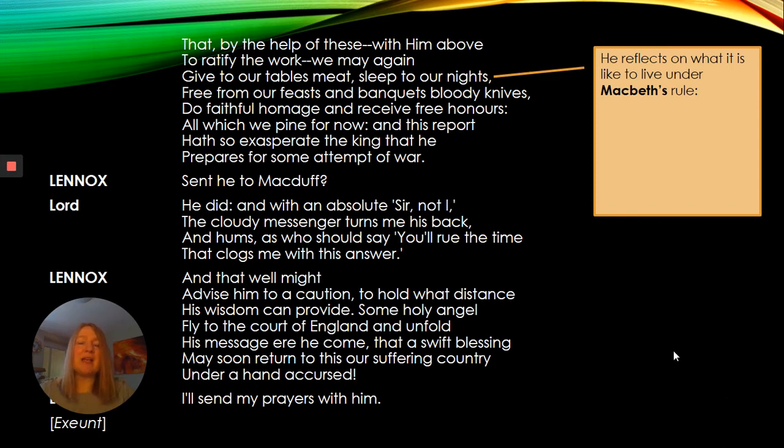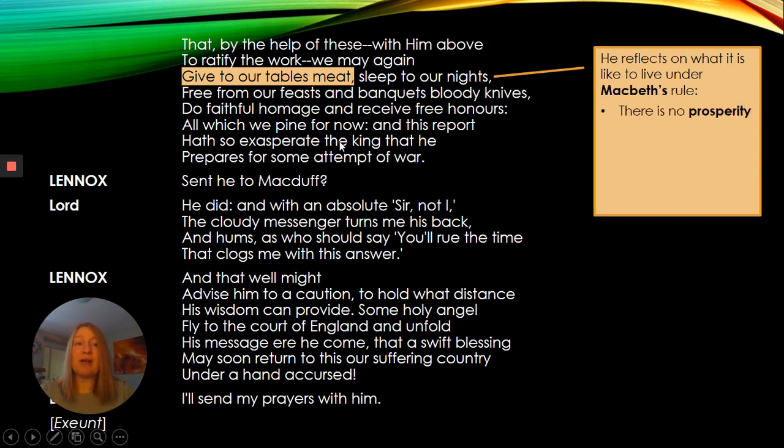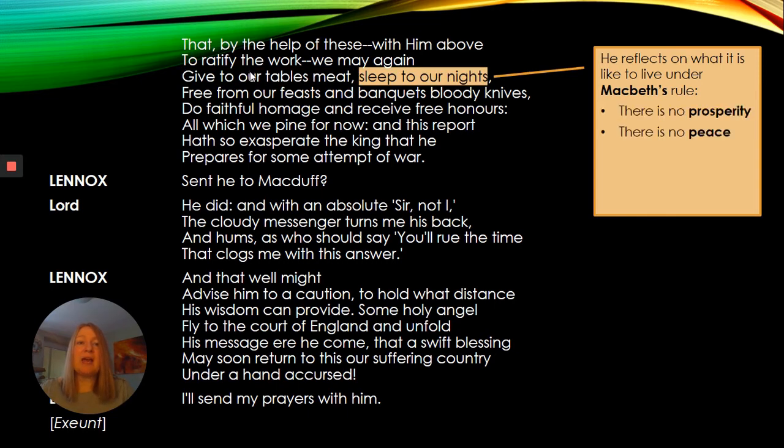He reflects on what it's like to live under Macbeth's rule. So the first thing he says is that they want meat back on their tables, and that tells us that there is not enough food to go round. There's no prosperity. There's some poverty in Scotland. He also says that they can't sleep at night. So there's no peace either. So we've got no prosperity and no peace.